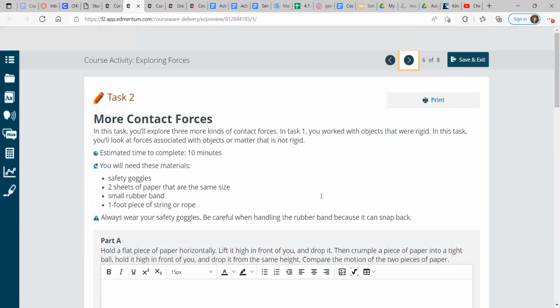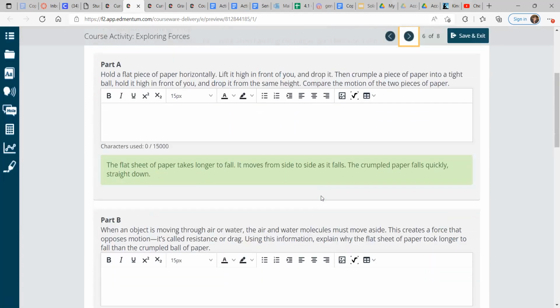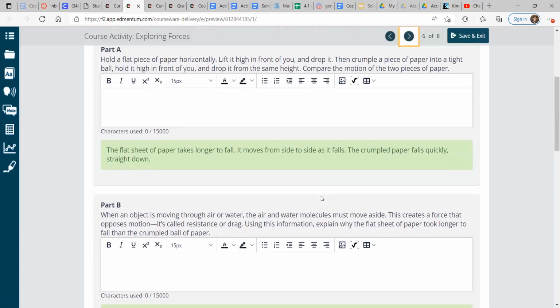The next part deals with contact forces. Again, hold a flat piece of paper horizontally, lift it high in front of you and drop it. Then crumple a piece of paper into a tight ball, hold it high in front of you and drop it from the same height. Compare the motion of those two pieces of paper.